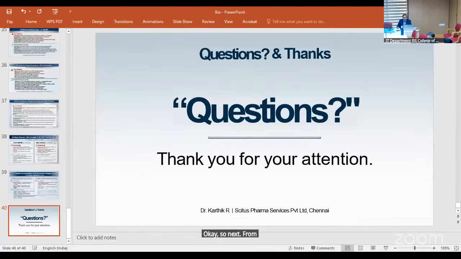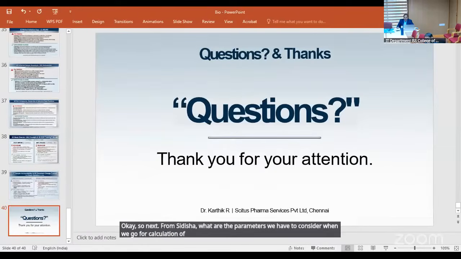Next, from Sirisha, what are the parameters we have to consider when we go for calculation of regression coefficient?